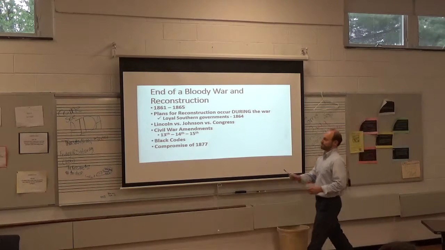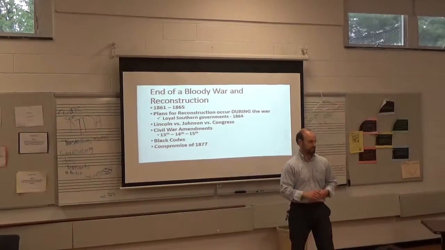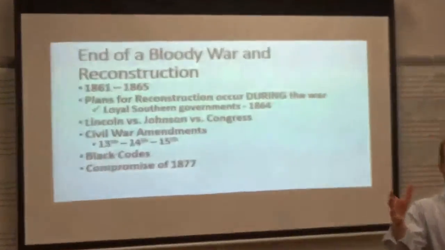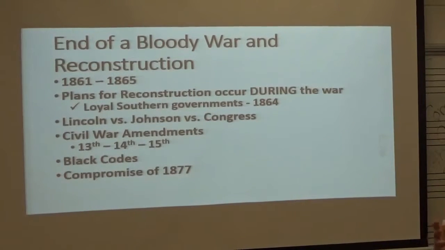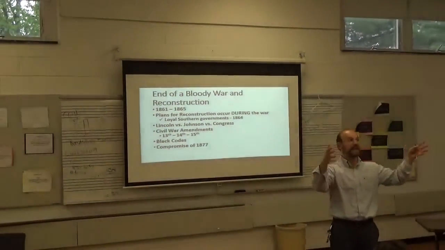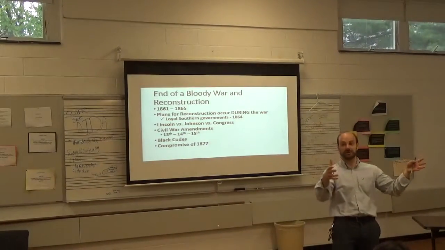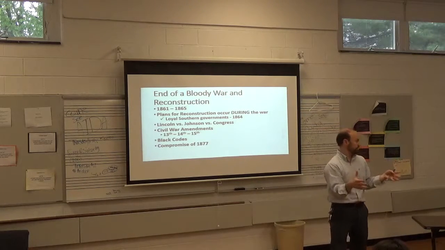The Civil War Amendments, 13, 14, and 15. One thing to note about constitutional amendments. Transformation takes place when you see them passed in bundles. What was the first bundle of constitutional amendments? Bill of Rights. Bill of Rights, well done. First 10. We have 27 amendments to our Constitution. 10 of them were passed by themselves, all right, with the Bill of Rights.